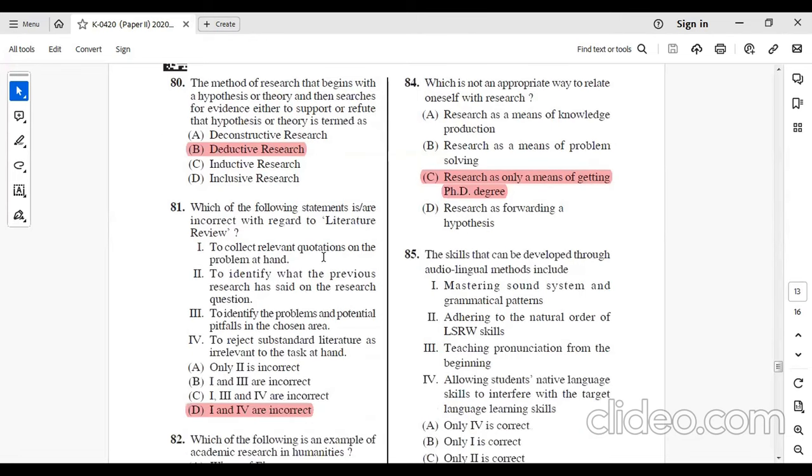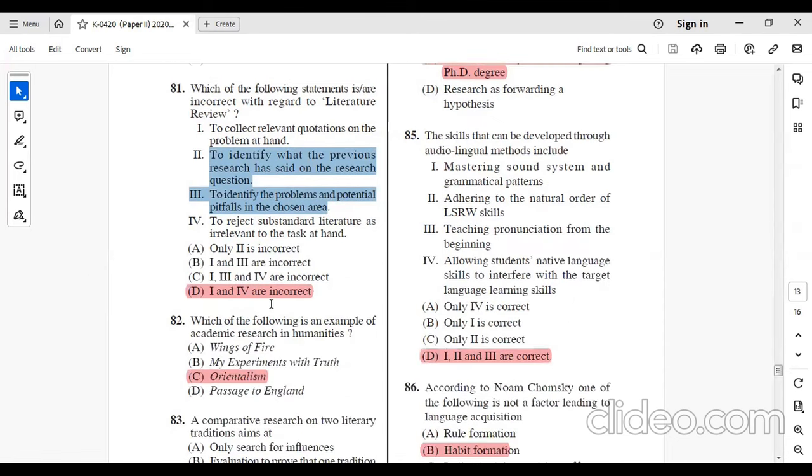Deductive research. Which of the following statements are not correct with regard to literature review? The first statement and fourth statement are not correct: to collect relevant questions on the problem at hand, to reject substandard literature as irrelevant. So which are the correct ones? Second and third are the correct ones about literature review: to identify what the previous research has said on the research question, and to identify the problems and the potential pitfalls in the chosen area. So this is about literature review.